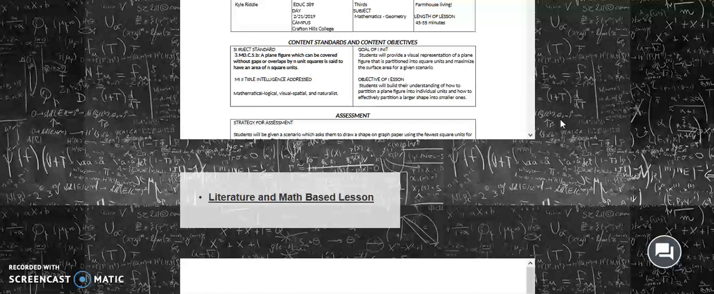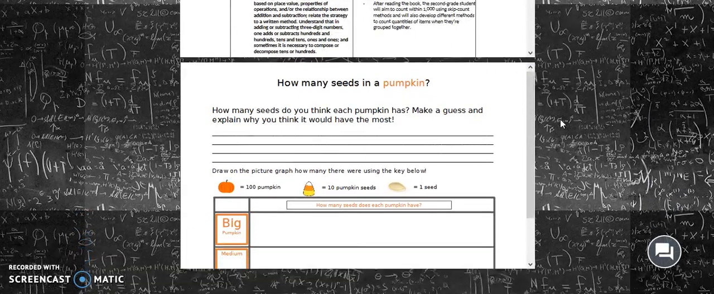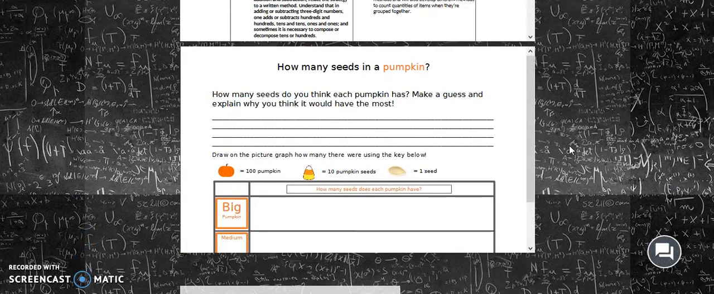After the integrated math unit, we have the literature and math-based lesson. My lesson was written using the book How Many Seeds in a Pumpkin by Margaret McNamara and G. Brian Karas. The book covered 2nd grade standards, and it has the students practice counting within 1,000 and skip counting. And this was the worksheet I wrote to go along with that.